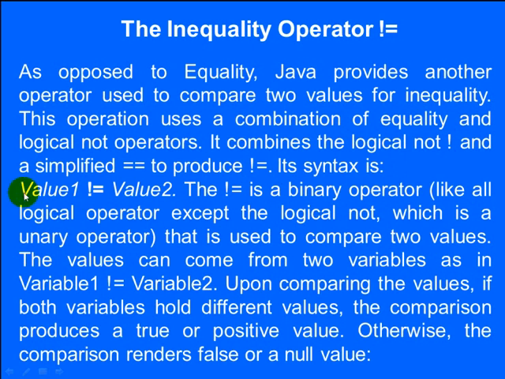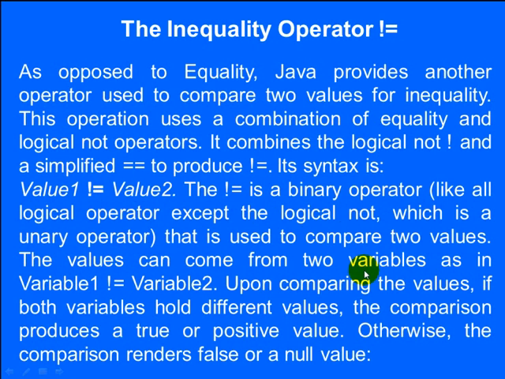Its syntax is value1 not equal to value2. This expression would return true if value1 and value2, both variables, have different values, and otherwise false, meaning if value1 is equal to value2. The inequality is a binary operator, as we have two operands associated with it, the first operand and the second operand, like all logical operators except the logical not, which is a unary operator, used to compare two values.